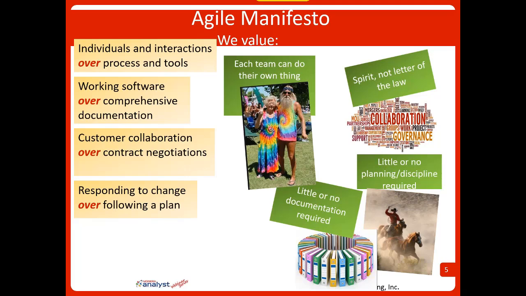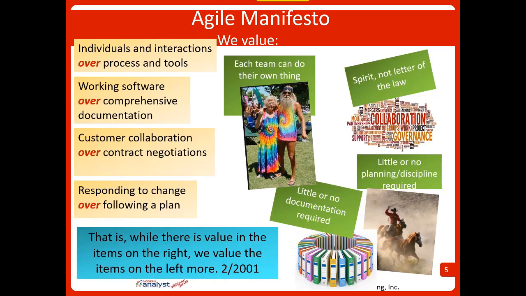And I think that many of these and other myths have arisen because people kind of either forgot about or misinterpreted this very important part of the manifesto. And that is there's value in the items on the right after the words over. Those things are valuable. It's just that we value the stuff on the left more. We want to reward people for getting the job done and actually delivering something of value.